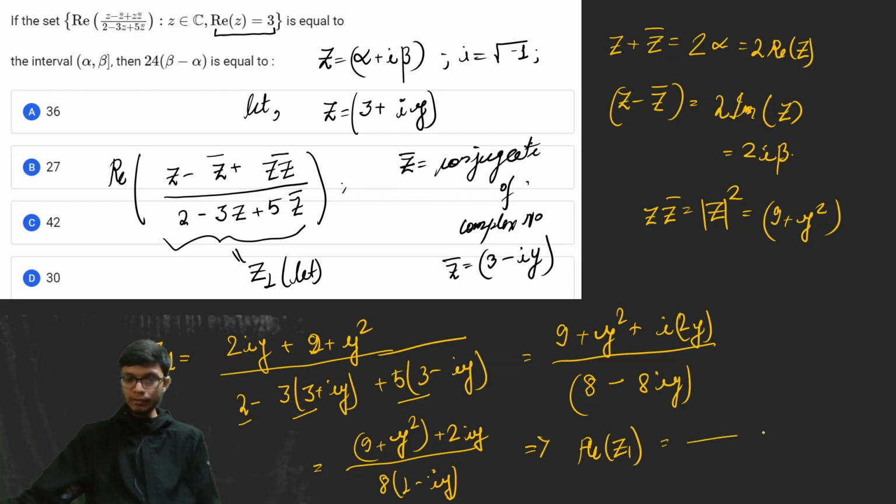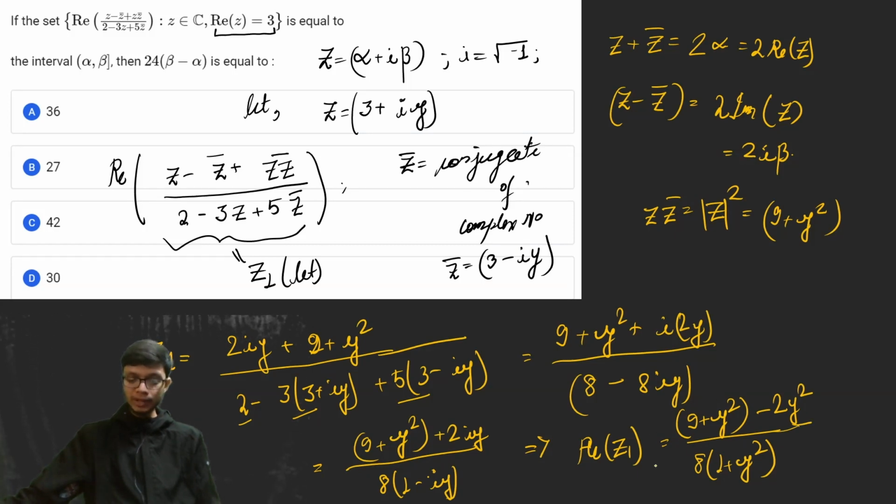So the real part of z1 will have the denominator 8 times (1 plus y²), and similarly for the numerator part, multiplying with 1 plus ιy, it will become 9 plus, so this particular part will come out by multiplication of 1. And we just need to look for the real part, we don't need to write the entire z1 by multiplying with this conjugate. From here, the ιy with 2ιy will become minus 2y². So that's basically the real part.